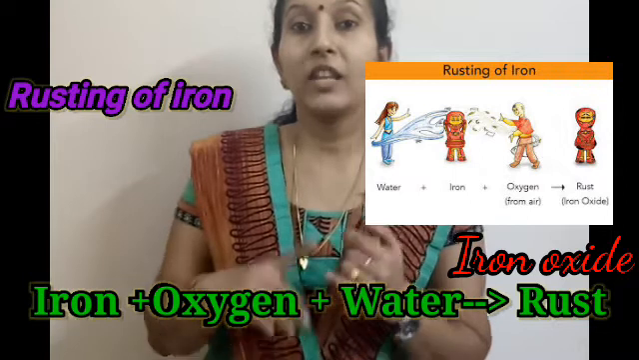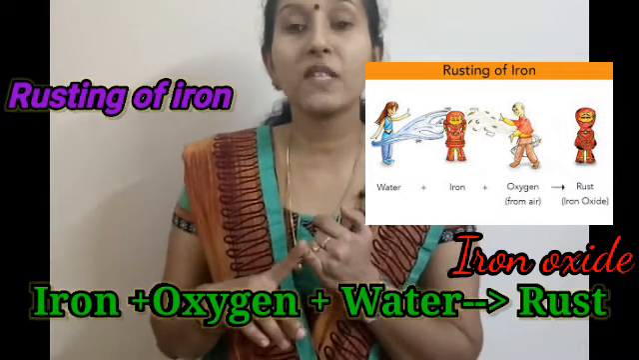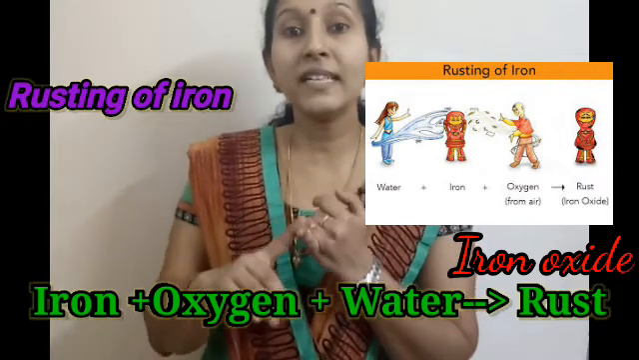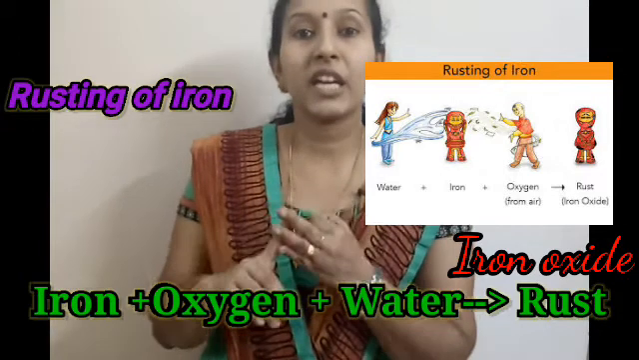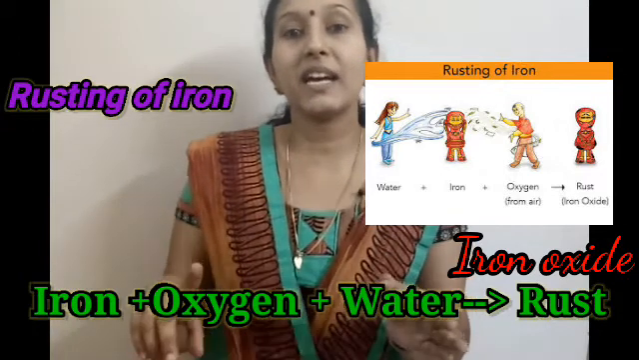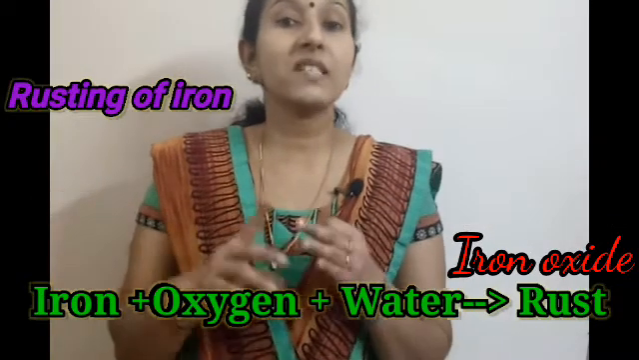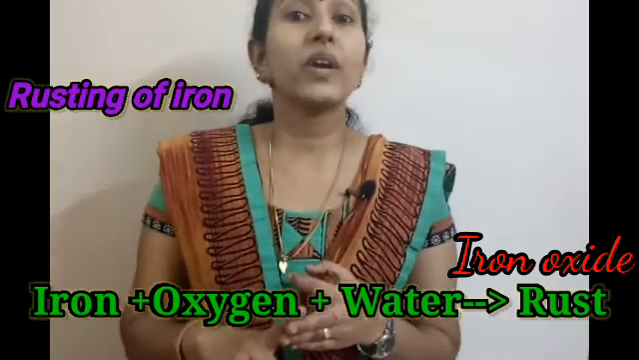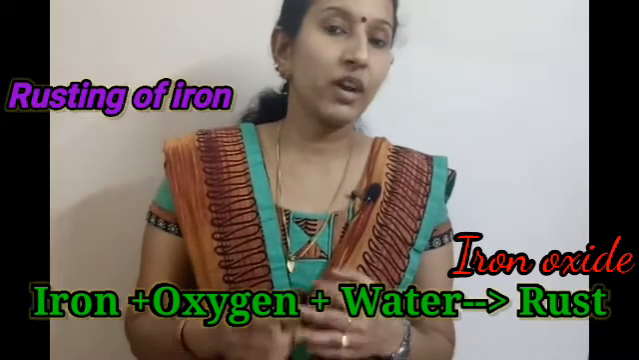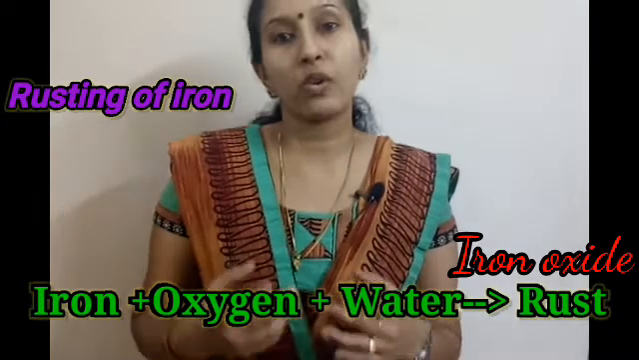I told you three things are needed for the process of rusting: iron, oxygen and water. If these three things are together, you can see the process of rusting, and rusting is a slow process. So you cannot see the reaction within 1 day or 2 days. You have to wait for more time.